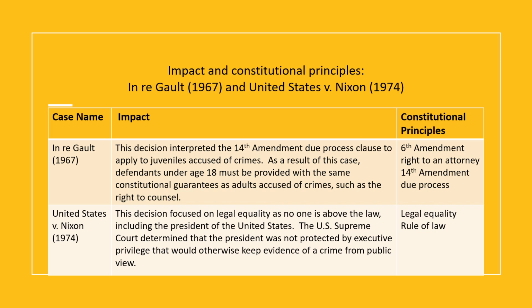In United States versus Nixon, we see a decision focusing on legal equality, on the principle that no one is above the law, including the President of the United States. The U.S. Supreme Court determined that the President was not protected by executive privilege that would otherwise keep evidence of a crime from public view.